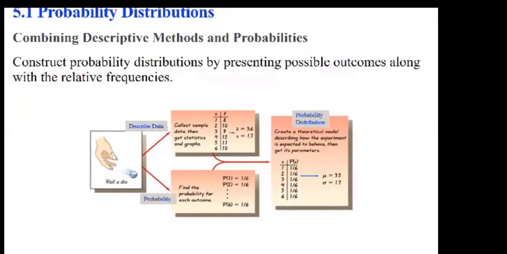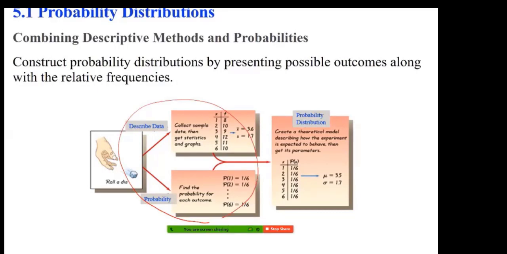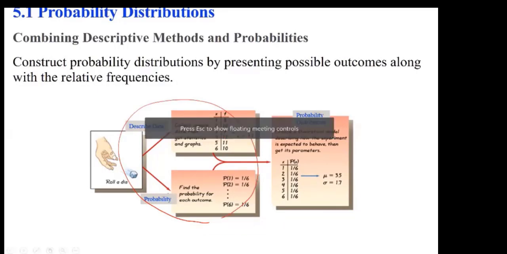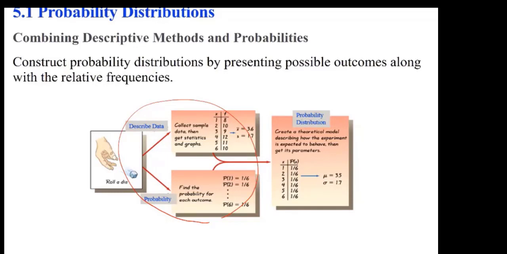Looking at the topic of discrete probability distribution, and the first part of that is probability distribution. Basically what we have done, we have looked at describing data, we have looked at probability, and now we're going to combine these two with what we call a probability distribution. So combining descriptive methods and probabilities, construct probability distributions by presenting possible outcomes along with their relative frequencies.